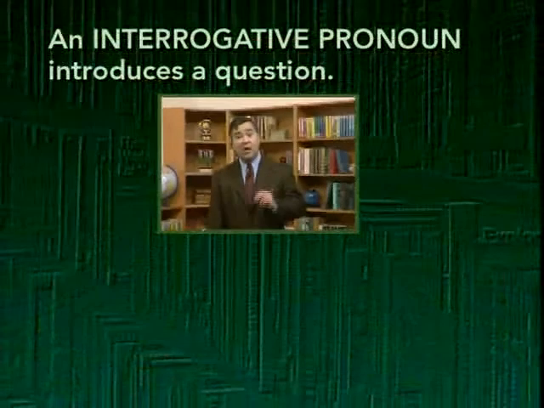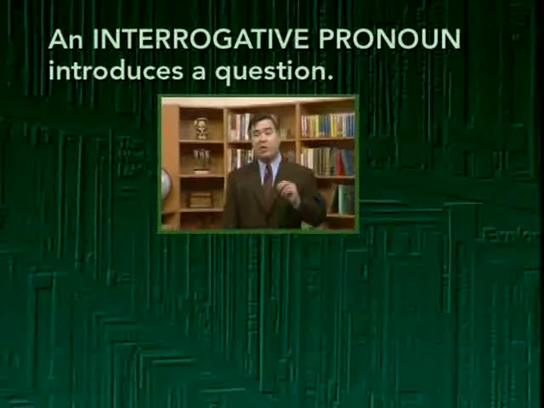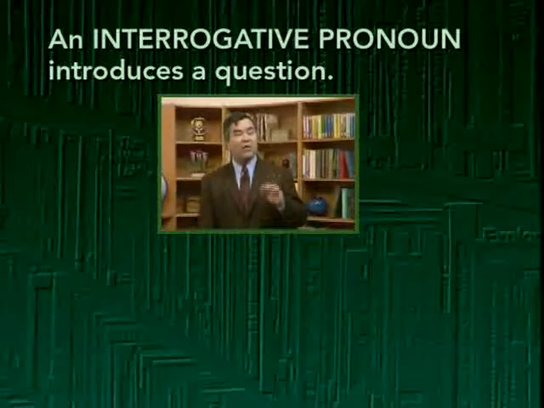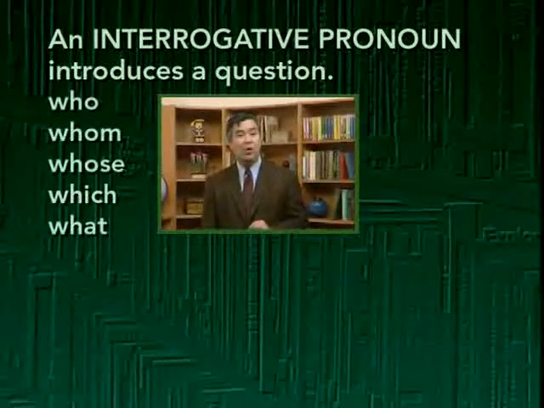The second important category of pronouns is interrogative pronouns. Now you might recall that an interrogative sentence is a sentence that asks a question. And you might imagine that there's a connection between that kind of sentence and an interrogative pronoun. If that's what you're thinking, you're correct. An interrogative pronoun introduces a question. And there are 5 interrogative pronouns in English: who, whom, whose, which, and what.